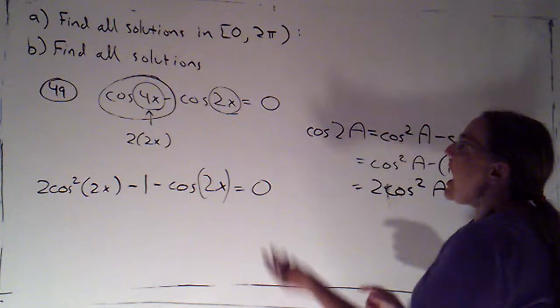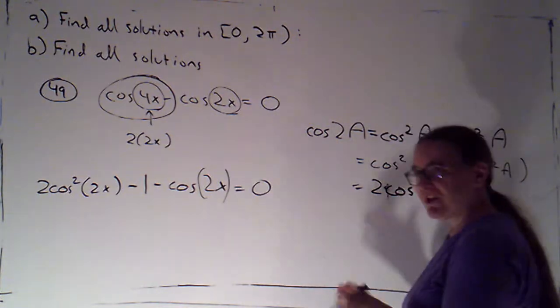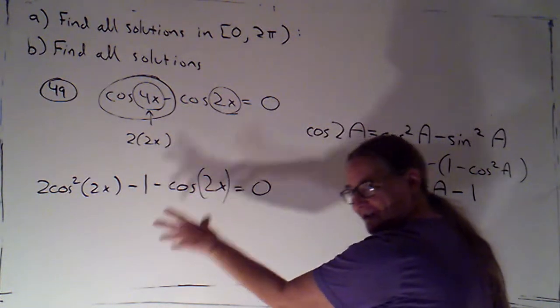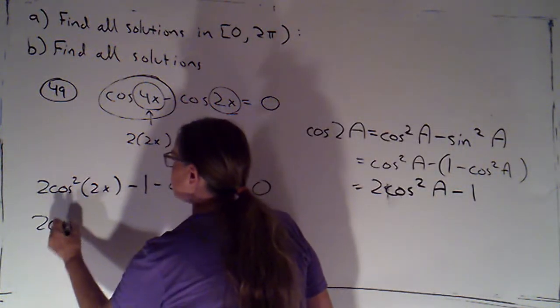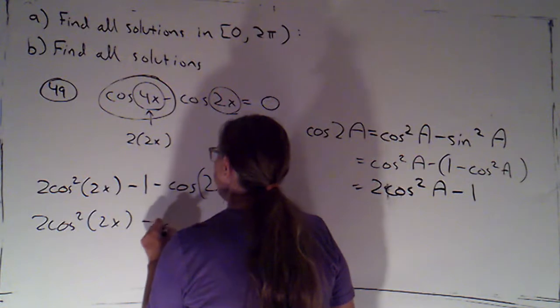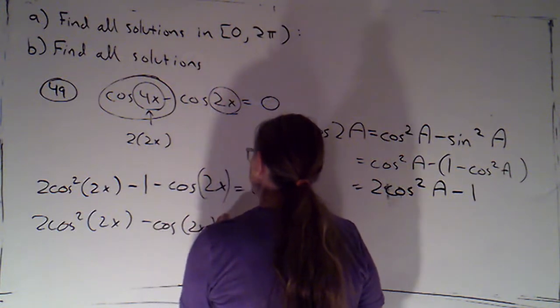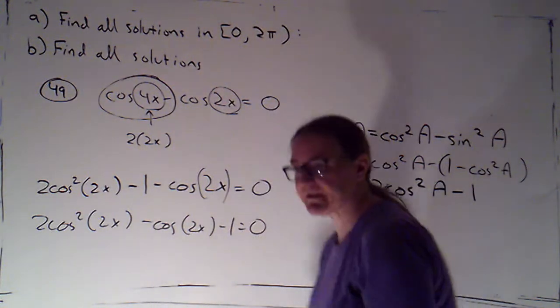Okay, I'm going to just rearrange the terms. I usually have the squared term, then the trig function, then the constant. So I'm just going to swap the order of these two. So 2 cosine squared 2x minus cosine 2x minus 1 equals 0.